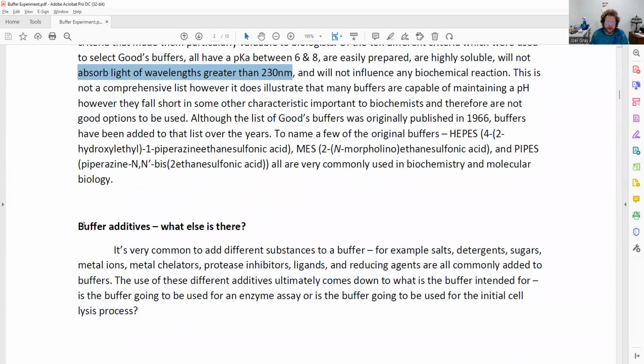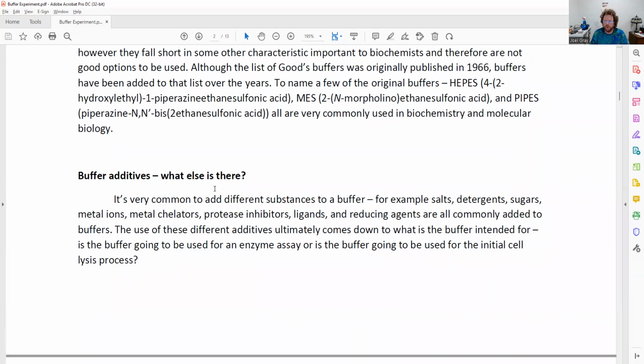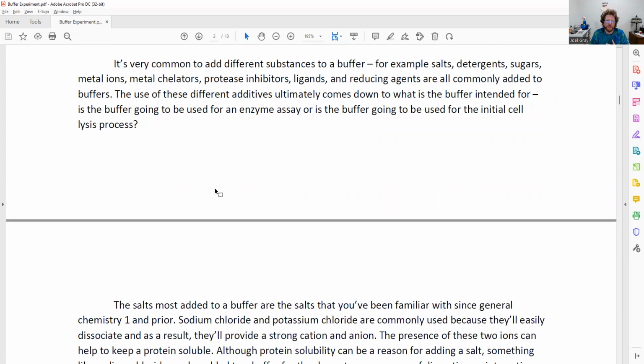So next up, a couple of things with respect to buffers. An acid and its conjugate base, plus or minus 1 of the pKa, is a buffering range. Good's buffers are a list of buffers that are very effective for molecular biology and biochemical work. Now, next up, buffer additives. It's pretty common if you prepare a buffer, you're going to add something else to it. Those different substances contribute a lot to either the sample that you're analyzing or the stability of a protein or something within your sample. So it's very common to add different substances to buffers. For example, salts, detergents, sugars, metal ions, metal chelators, protease inhibitors, ligands, and reducing agents.